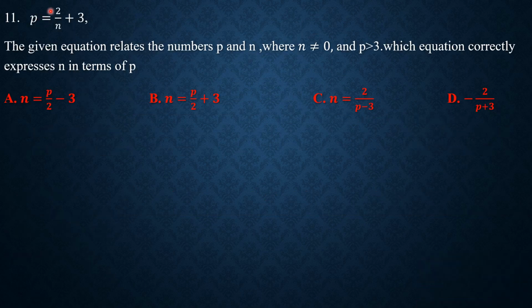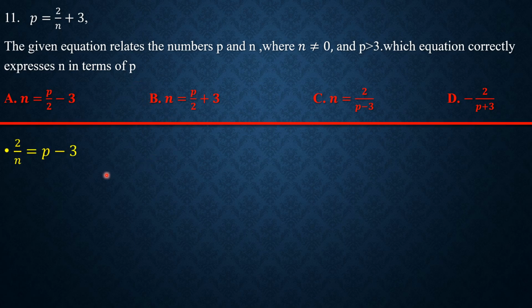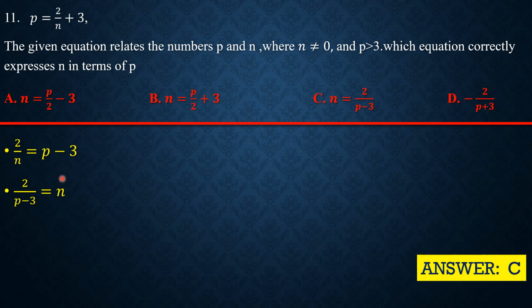Alright, so this one says P equals 2 over n plus 3. The given equation relates the numbers P and n. Which equation correctly expresses n in terms of P? Alright, so this is our expression, so we can go ahead. What I've done is subtract 3 from both sides, and then we have 2 over n to be P minus 3. Then we basically just make n the subject by doing a half cross multiplication. So this n comes this way, and then this P minus 3 comes down this way. So we actually have our n that way. So our answer is C.